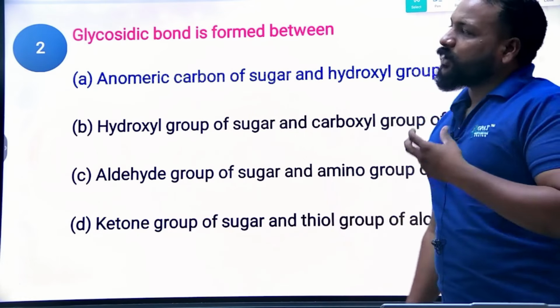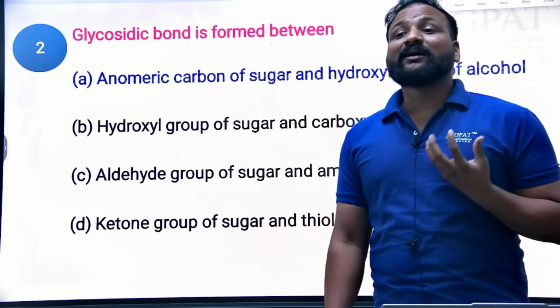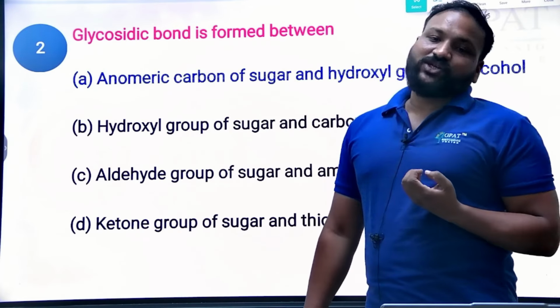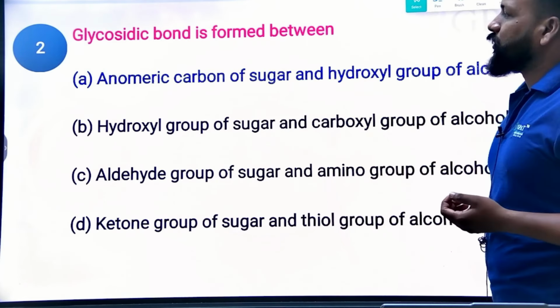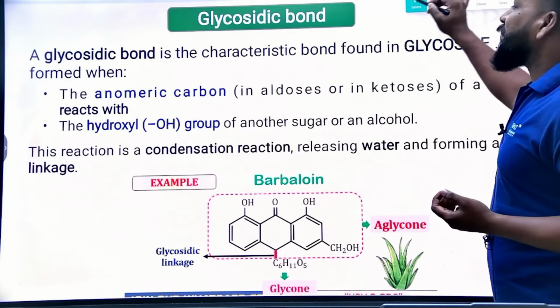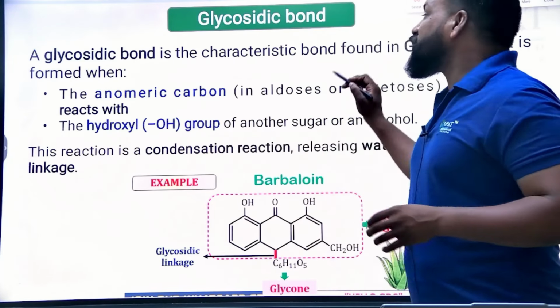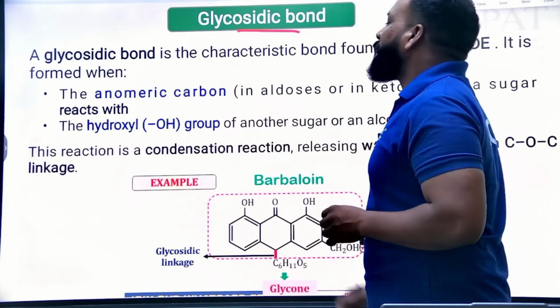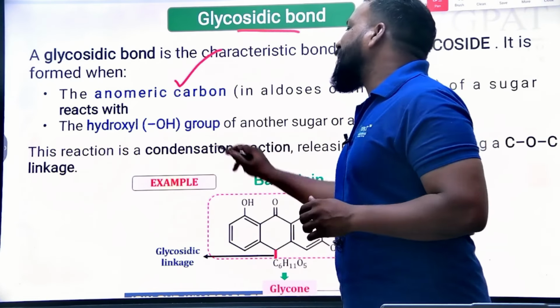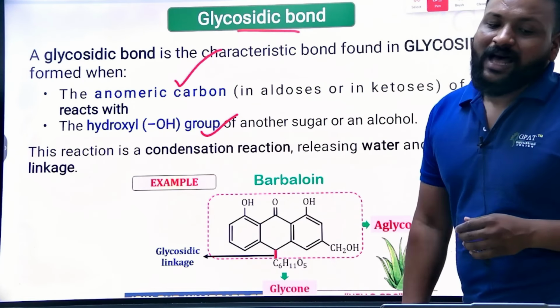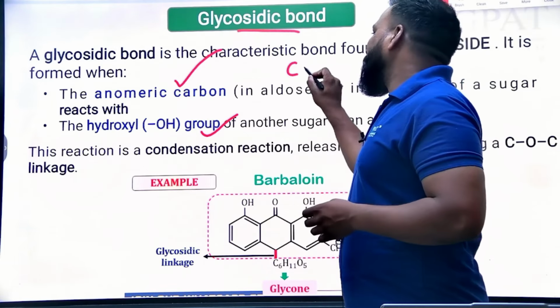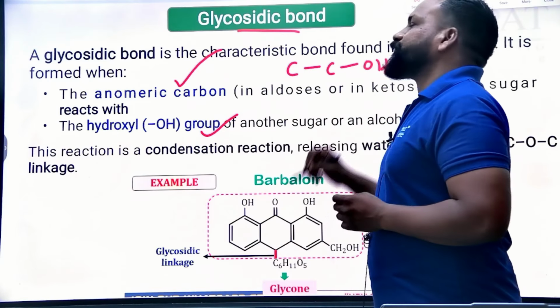What do you mean by anomeric carbon? It is nothing but a cyclic carbon, a carbon present in the cyclic structure. You can see here a glycosidic bond. The question is in which they are formed: the glycosidic bond is formed between the anomeric carbon and the hydroxyl group. Anomeric carbon plus hydroxyl group.